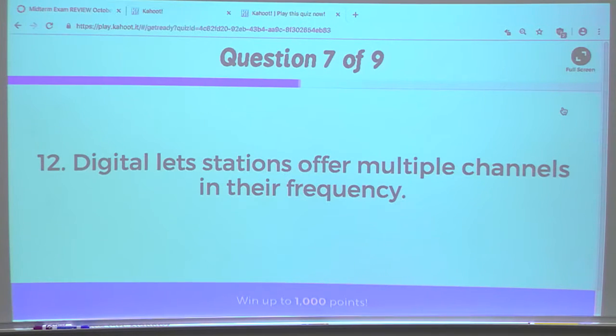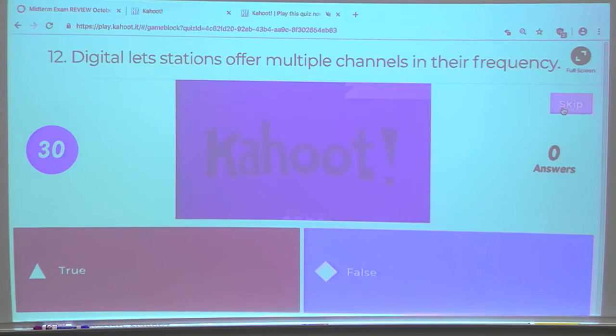Digital lets stations offer multiple channels in their frequencies. So we're talking about both radio and television can offer sub-channels. For instance, if you're looking at channel 5, you'll have channel 5 sub 1, channel 5 sub 2, channel 5 sub 3, and it also lets radios do the same thing. Digital radio allows you to have many channels on the same frequency.